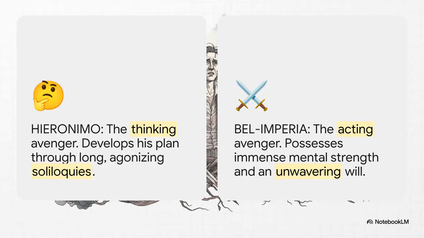And get this, we don't just have one avenger, we have two, and they are totally different. You've got Hieronymo, who's the thinking avenger. We get to hear all his internal struggles in these long, agonizing speeches, soliloquies, where he's just thinking out loud. But then you have Bel-imperia. She's the acting avenger. She's got this incredible mental strength and an absolutely unwavering will to act.